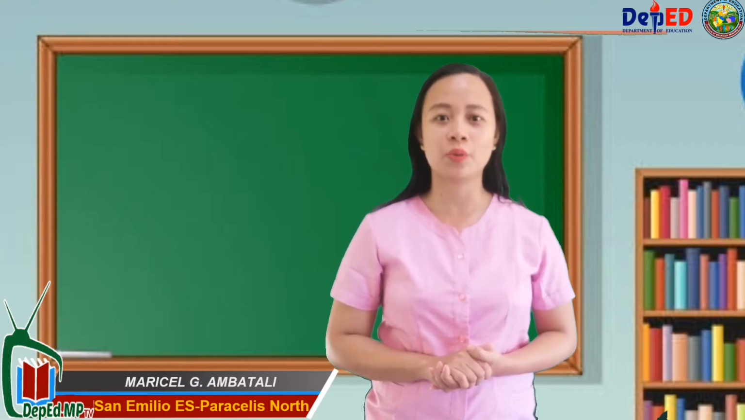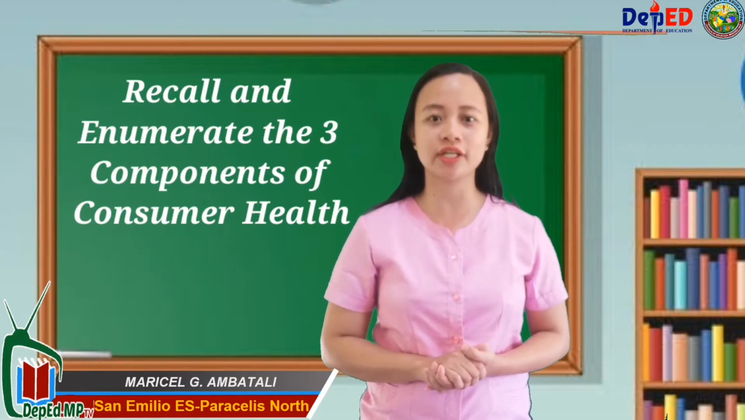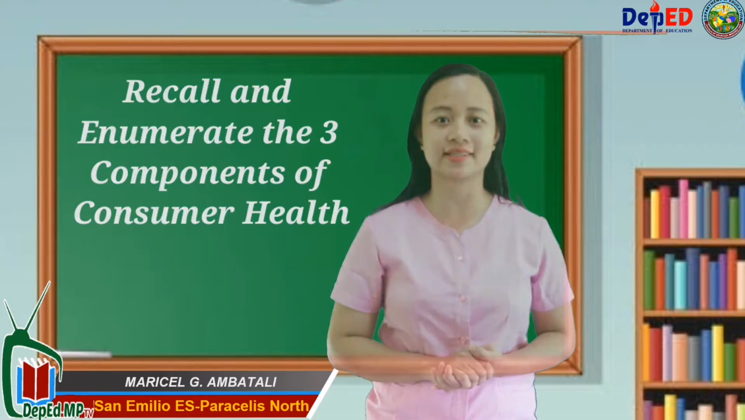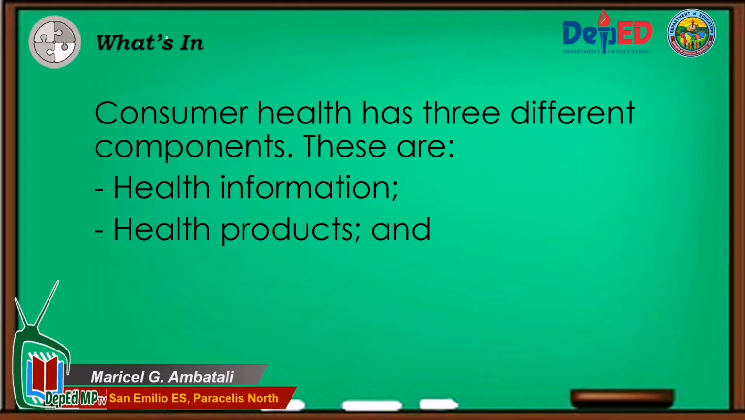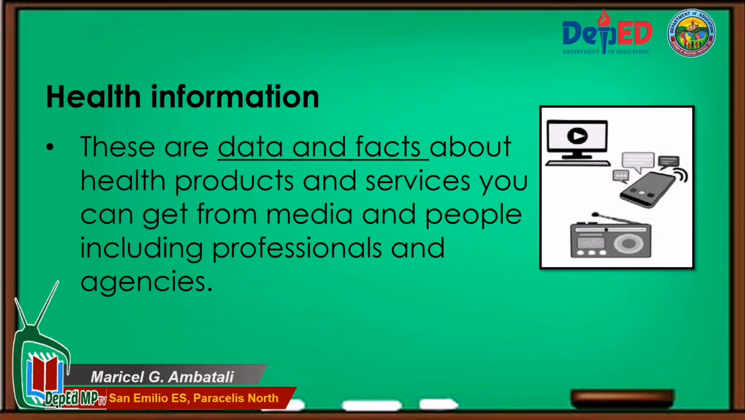In here, we will recall and enumerate the 3 components of consumer health. Consumer health has 3 different components. These are health information, health products, and health services. When we say health information, these are data and facts about health products and services you can get from media and people, including professionals and agencies.